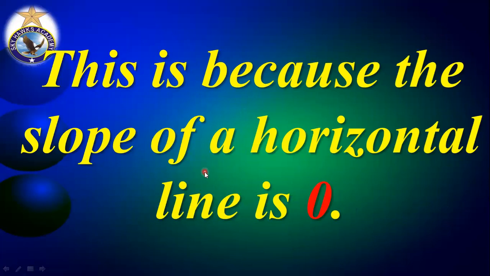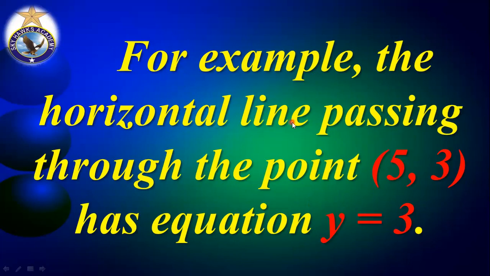And the same case can be with the vertical line. For example, the horizontal line passing through the point (5, 3) has the equation y = 3 only. If the point (5, 3) is mentioned, the equation will be y = 3, and there is no use of the x coordinate because it's parallel. The second point is also not given. We are not looking for the slope, because these are horizontal lines.